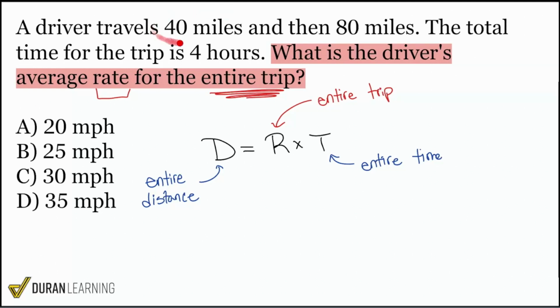40 miles is just the first part, 80 is the second part, but the entire trip would be these two added together. So we'll take those two values, 40 miles and 80 miles. Everybody, when we add those together, what's that going to give us? Correct, that'll be 120 miles. Nice and easy.